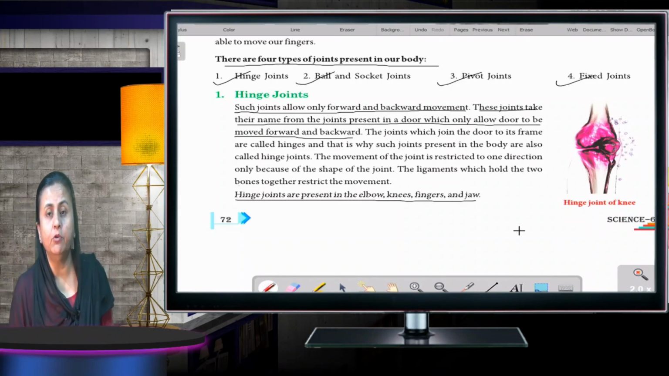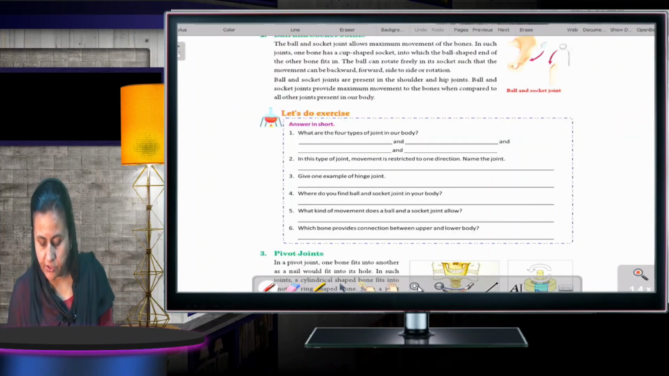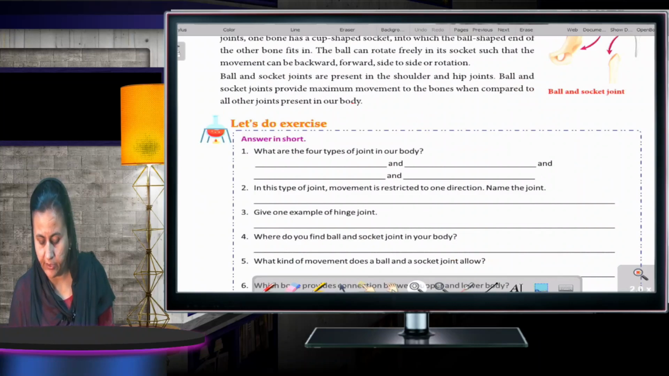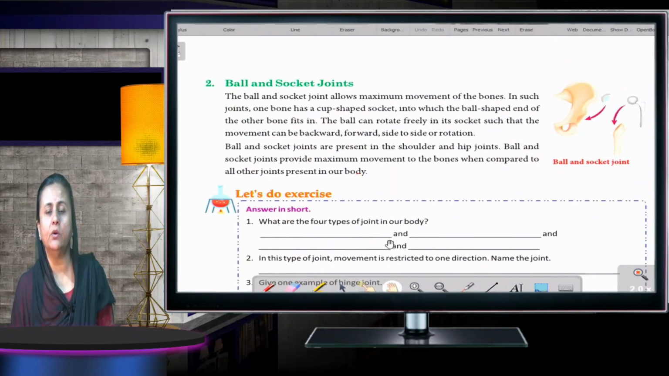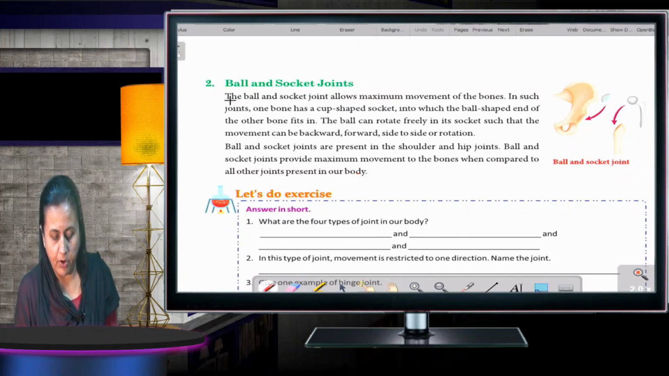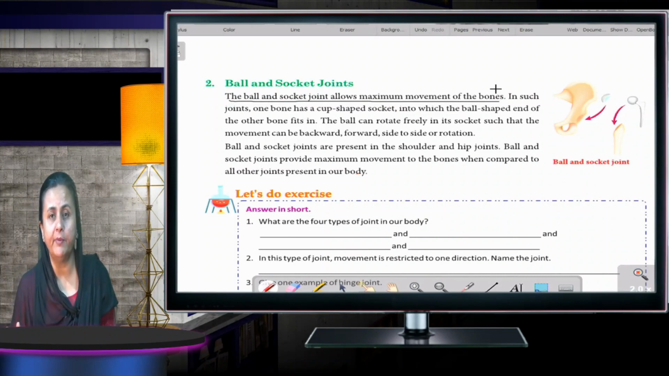Now we'll move to the second one, that is ball and socket joint, as you can see on your screens also. Ball and socket joints allow maximum movement of the bones. In this type of joint, the maximum movement is there.